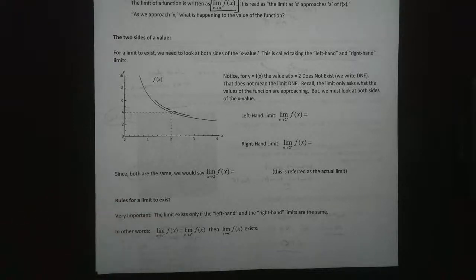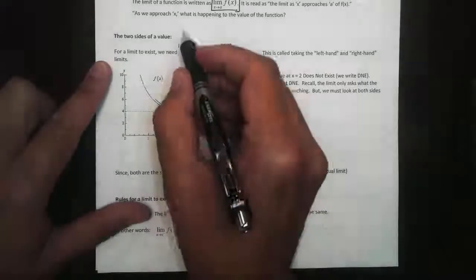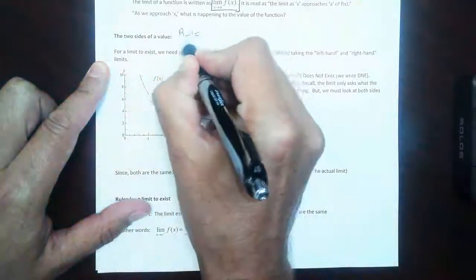Welcome back. Let's go ahead and continue our discussion on limits. More specifically, what is the truest definition of a limit? In order for a limit to exist, now this is our rule. This is the only rule for limits.